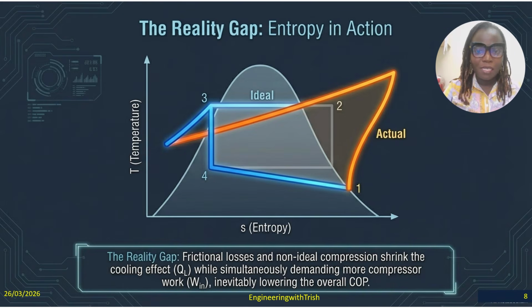Because of these losses, if you draw the TS diagram of the actual cycle, this is how it will look, which means the cooling effect will reduce and the work required will increase. So if the cooling effect is less, that is the numerator is less, and the denominator, that is the work input required, is higher, what does it mean? It means that the COP will definitely not be greater than or equal to the ideal cycle. So usually for actual cycles, we have lower COPs. So here is the TS diagram as well.